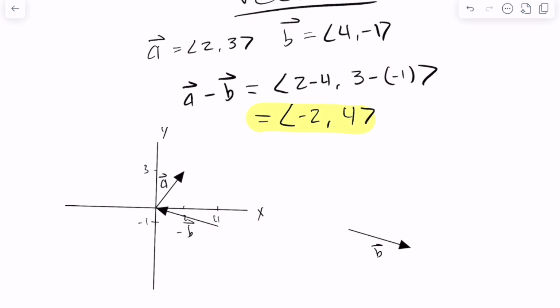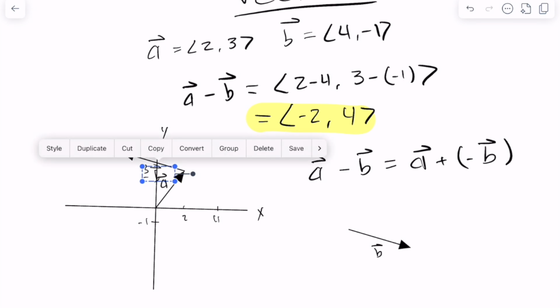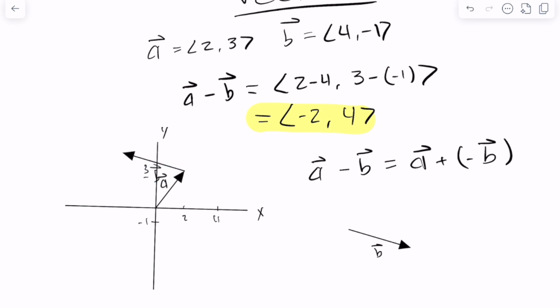So now how do we actually end up with this negative 2, 4? How do we get that? Well, what you have to do is now we once again do tip to tail. Why? Well, think about it. A minus vector B is really just the same as A plus negative vector B, right? So now that we have negative vector B and we have A, we're doing the exact same process as we did with addition, which is tip to tail. So let's go get vector B here, put the tail of B to the tip of A, and our resulting vector, which I'll make very bold here, this big bold vector is indeed A minus B.